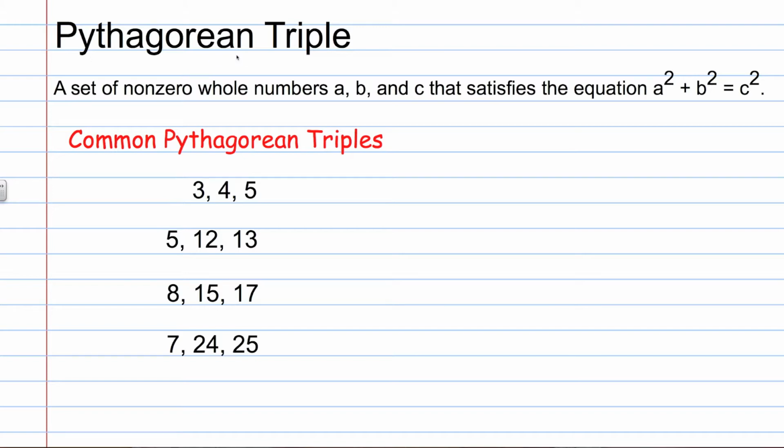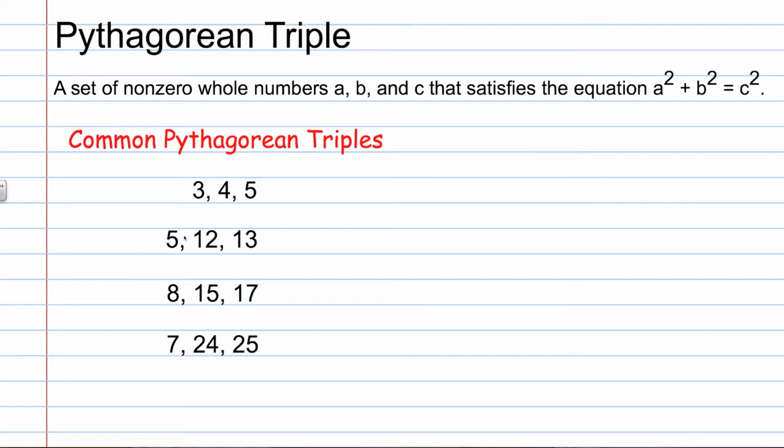Here we have what are called Pythagorean triples. A Pythagorean triple is defined as a set of non-zero whole numbers a, b, and c that satisfies the equation a squared plus b squared is equal to c squared. Well, here are some common Pythagorean triples. Something that's interesting to note about them is these are often used on standardized tests such as the ACT and SAT. Here we have four common triples: 3, 4, 5; 5, 12, 13; 8, 15, 17; and 7, 24, and 25. And what I mean by a common triple is that these are whole numbers that satisfy the Pythagorean theorem.